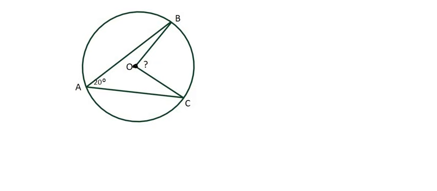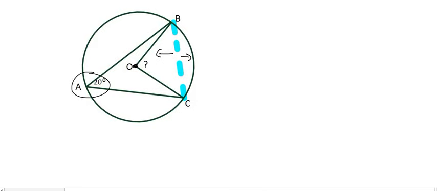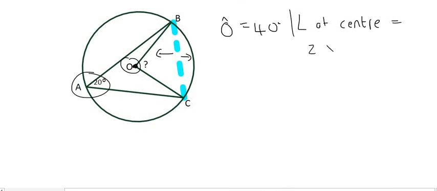And now let's quickly join line BC together. Remember, that line will divide the circle into two segments, segment 1 and segment 2. So are angle A and angle O on the same side of the segment line? Yes, they are. So we can use Euclid's theorem, which says that angle O will then be equal to 40. Why? Because the angle at the center is always equal to 2 times the angle at the circumference, as long as O and A are on the same side of the dotted line, and they come from the same letters, B and C.